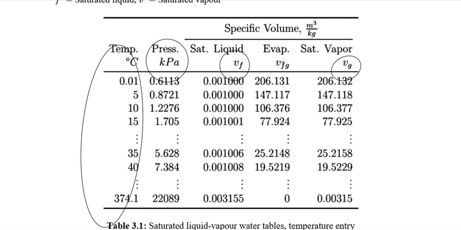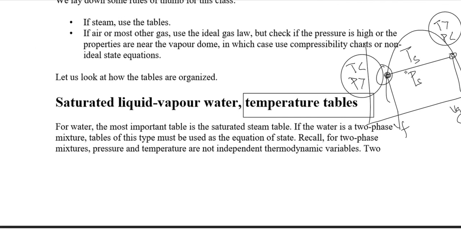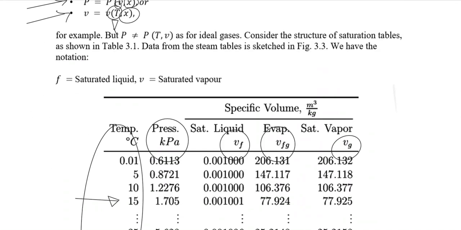And yes, Vg minus Vf, we have already talked about it, but Vg minus Vf would be equal to Vfg. So if we have been given a temperature, for example, 15 degrees centigrade, and that is our saturation temperature, then for that saturation temperature there would be a saturation pressure, a saturation liquid volume, and a saturation gas volume.